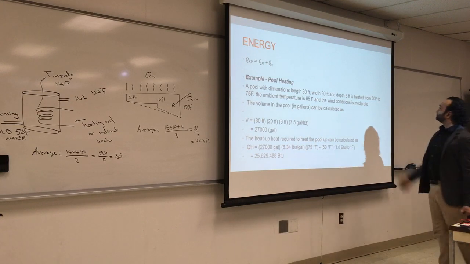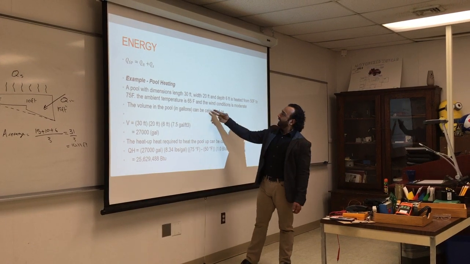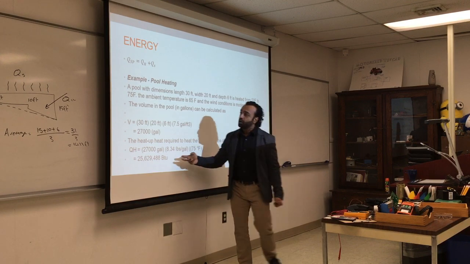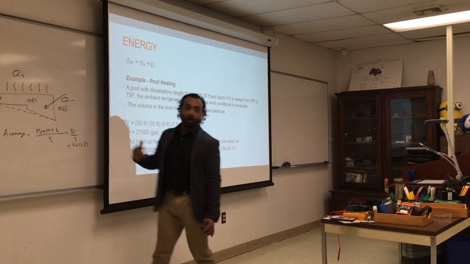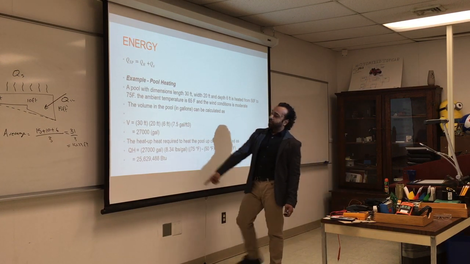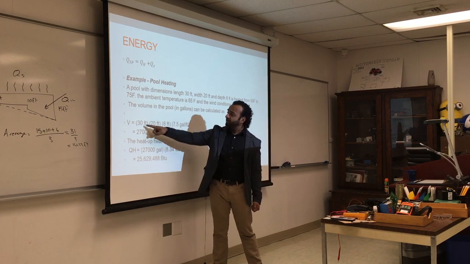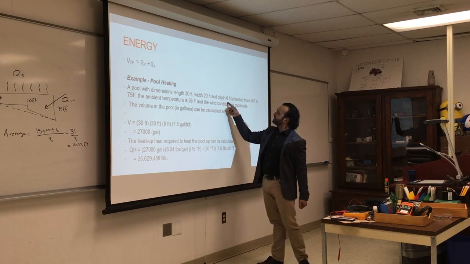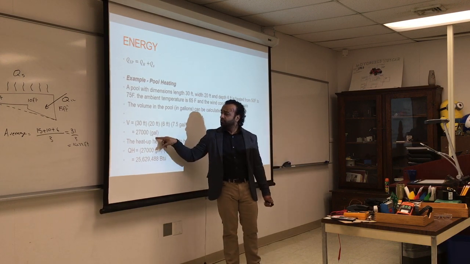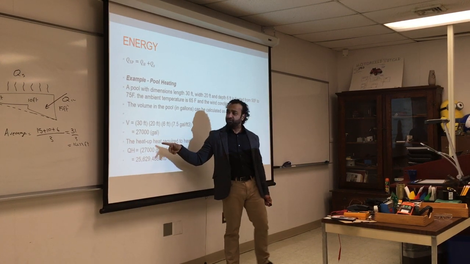So we have these dimensions. We're trying to heat the pool from 50 to 75. And the wind condition is moderate. The volume of the pool in gallons can be calculated, so I need to know how much heat I would put into the pool and how much I'm losing as I'm heating. So first I will calculate the volume, which is rectangular in this case, 30 times 20 times 6 feet as an average, the average depth. And this is the conversion from cubic feet to gallons, and this is the number of gallons I got for that pool. That's the first thing you always want to do: get the volume of that pool.